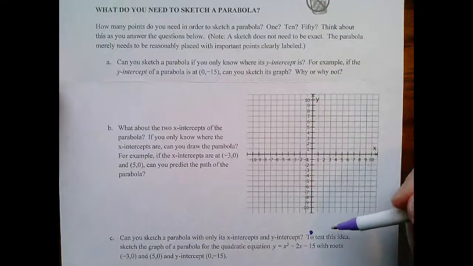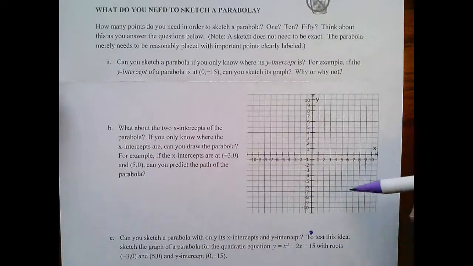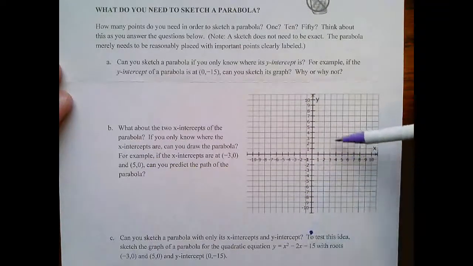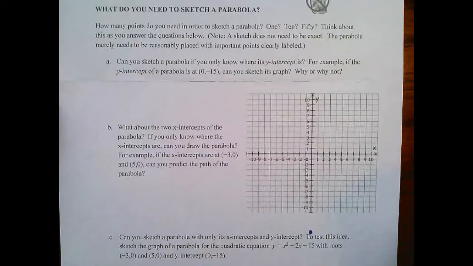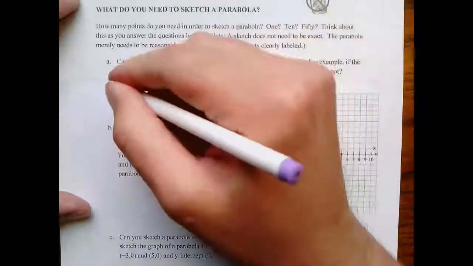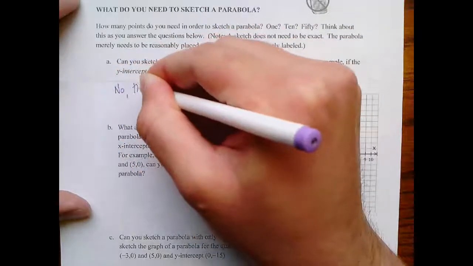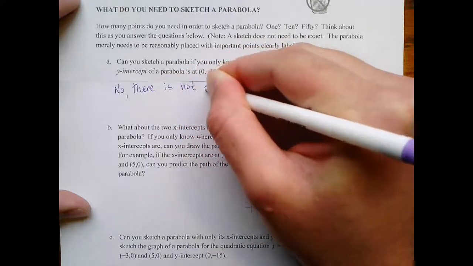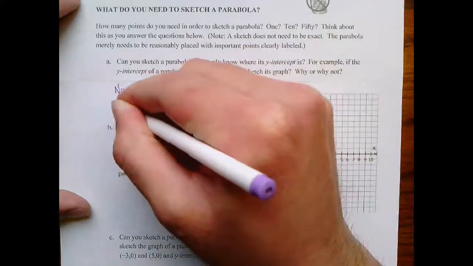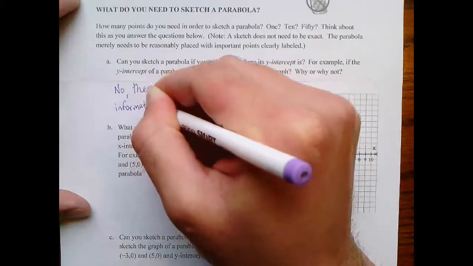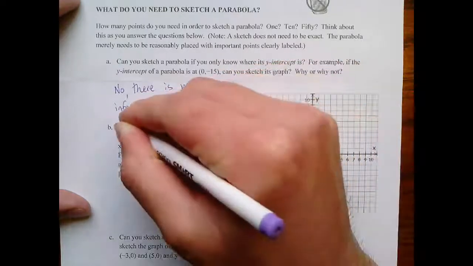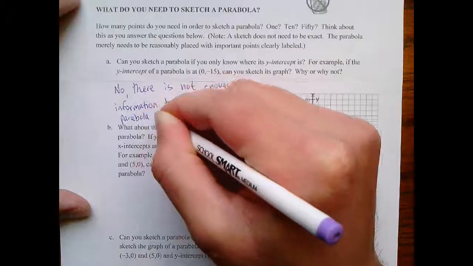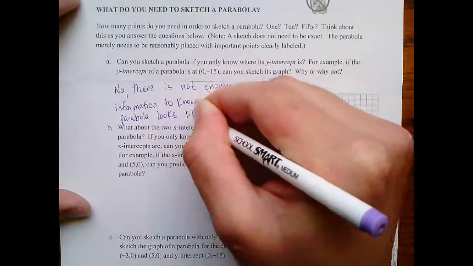Well, no. What if the parabola is facing up or down? I have no idea or no way of telling. It could be a parabola that looks like this. It could be a parabola going down this way. Just having a y-intercept would not be enough to say what a parabola looks like or be able to sketch it. So in this case, why or why not? Can we sketch it? We could say no. There is not enough information to know what the parabola looks like. All right, so we'll write that in there.